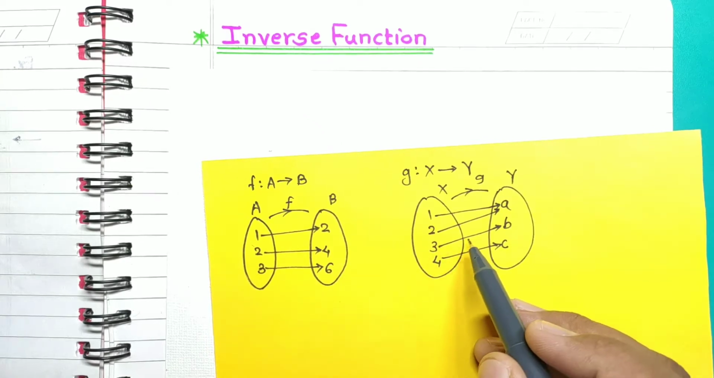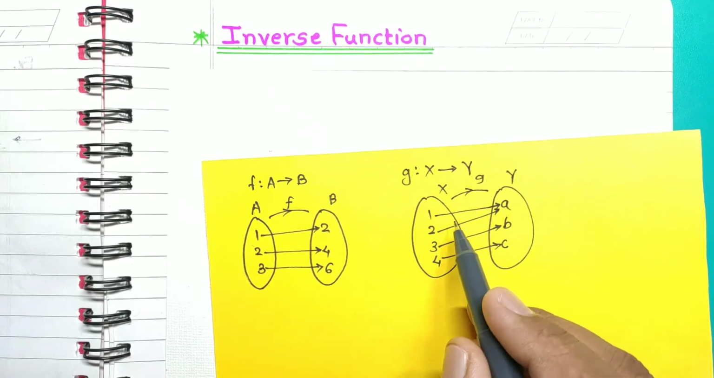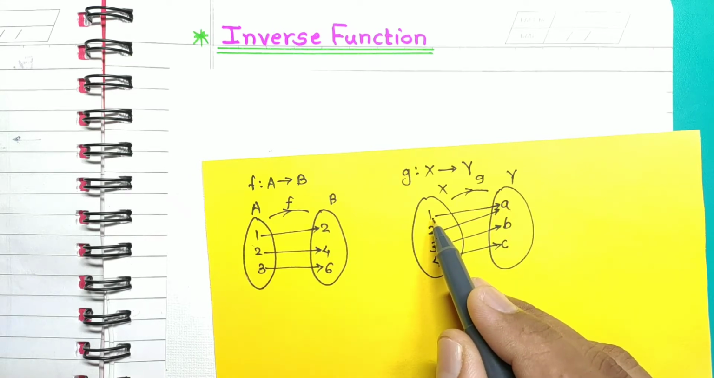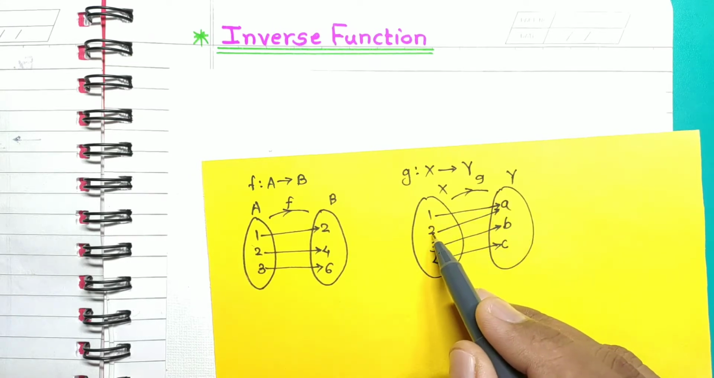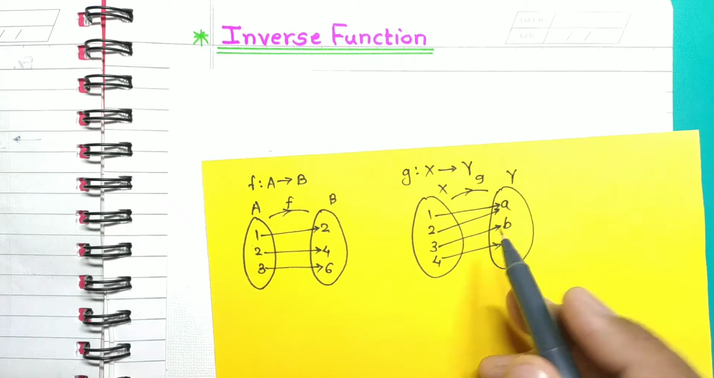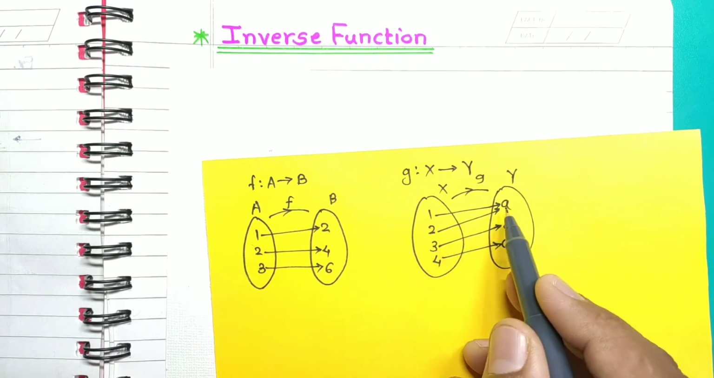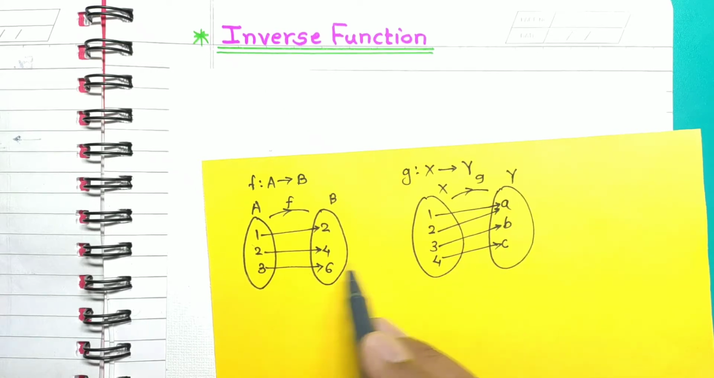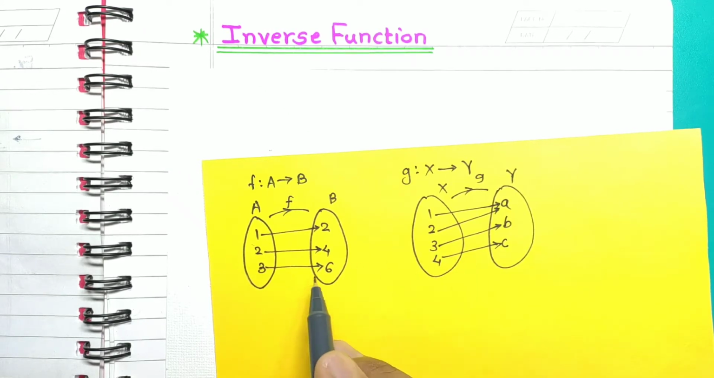And in this example, see, A is the image of two elements. Image of 1 is A, image of 2 is also A. That means two elements have the same image. So these are two different examples.